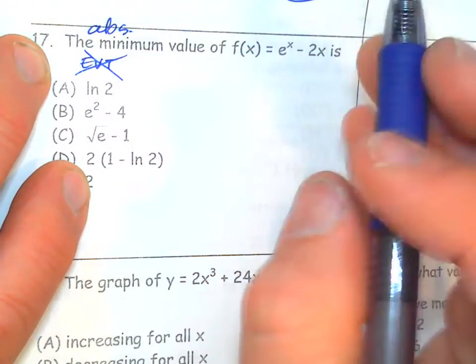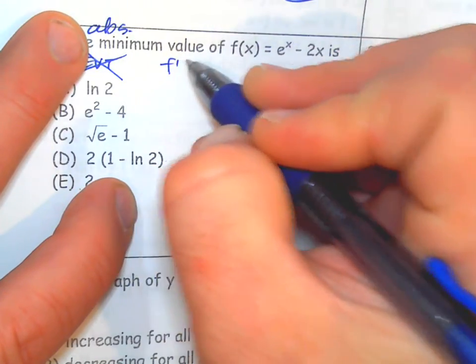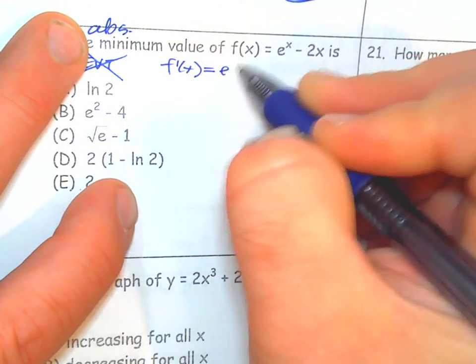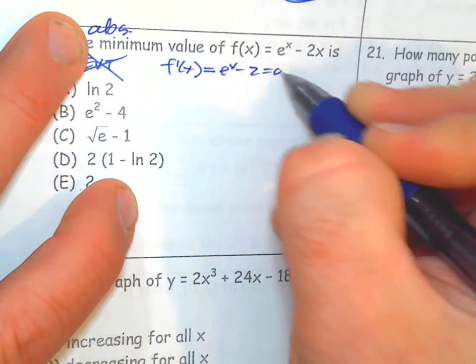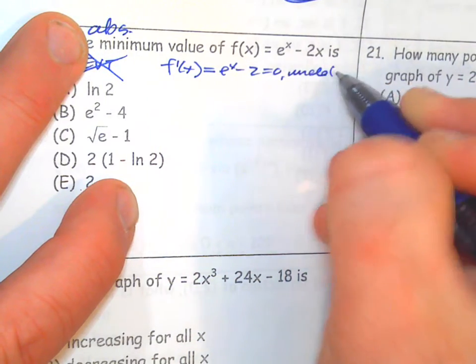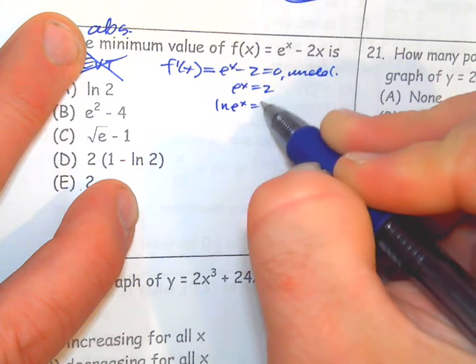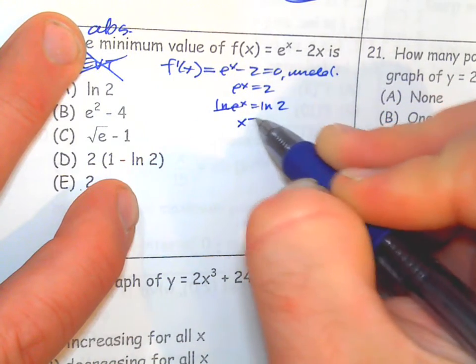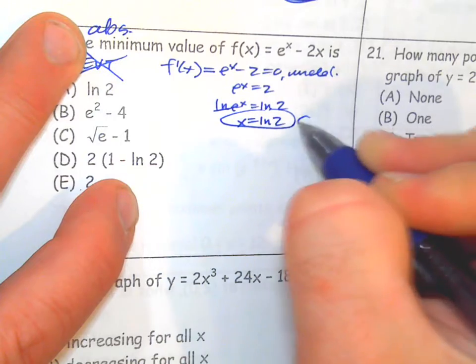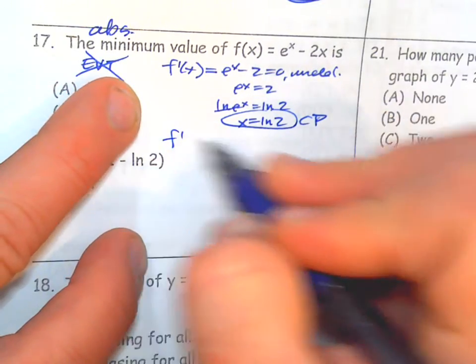Let's try and do first derivative test and see if it works out. So we got to find the critical points no matter what. e to the x minus 2 equals 0, undefined. e to the x equals 2, natural log of both sides. x equals natural log of 2. That's your critical point. So if we did a line check, let's see what happens.